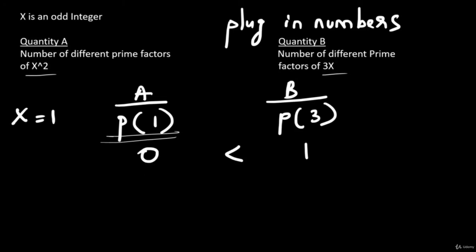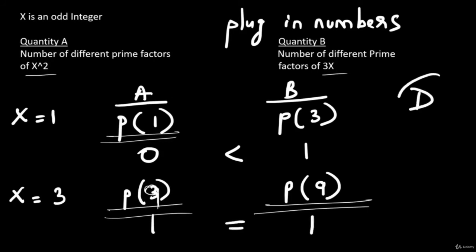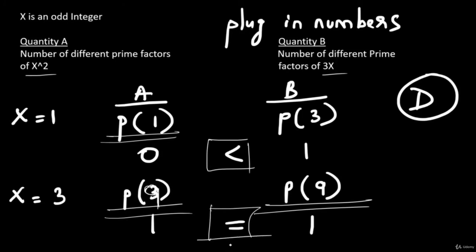Now, if I take x as 3, what is the scenario? X square is 9, right? So the number of different prime factors of 9, that's what we get over here. And quantity B would be the number of different prime factors of 3 into 3, which is again 9. So quantity A is also P of 9, and quantity B is also P of 9, and both of them are 1. What is the number of different prime factors of 9? That's just 1, which is 3. Similarly, over here also we have 1. So we are getting 1 equal to 1. Therefore, in one case we got a relationship as less than, and over here we are getting an equal to relationship. Therefore, the correct answer to this question is option D.